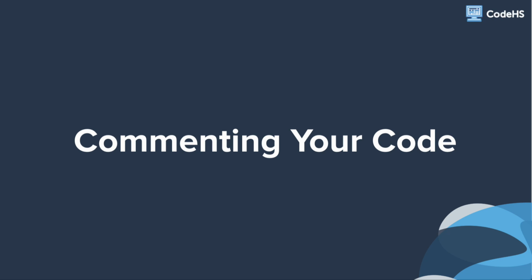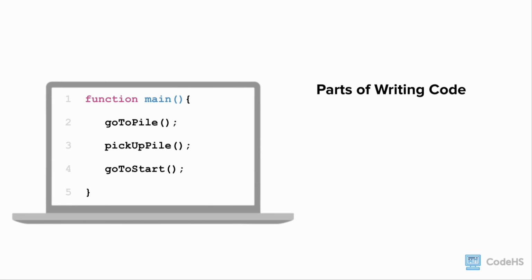Hi, in this lesson, we're going to learn how to add comments to your code. When writing programs, there are two things to consider. Functionality. Does the program work? Does the program do what it's supposed to and run without errors? Well, in addition to that, there's a second part to consider. Good style. Does your program have good style?